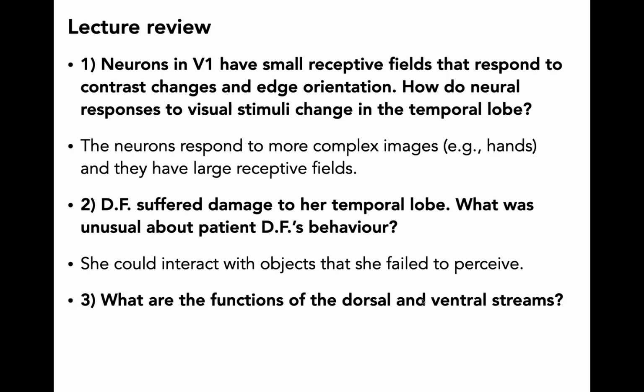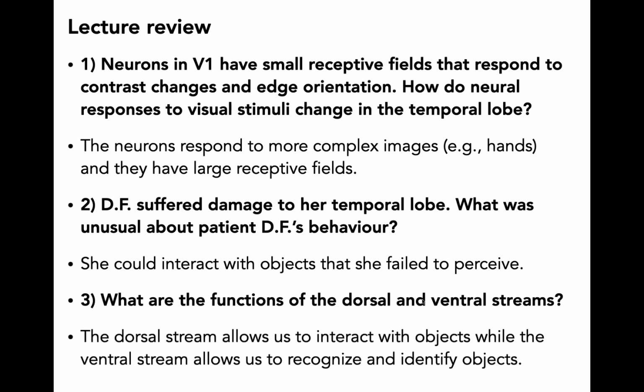What are the functions of the dorsal and ventral streams? I may have just given it away. Question 3, what are the functions of the dorsal and ventral streams? The dorsal stream allows us to interact with objects, while the ventral stream allows us to recognize and identify objects. So vision for recognition versus vision for action.